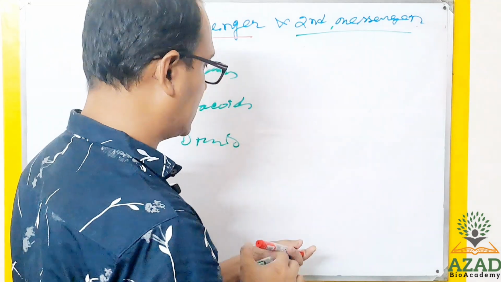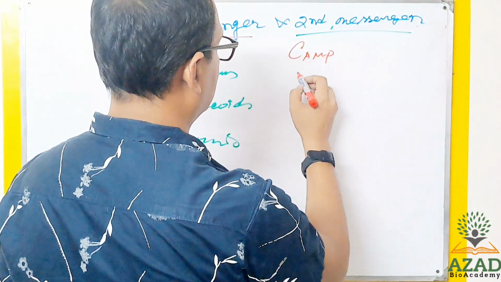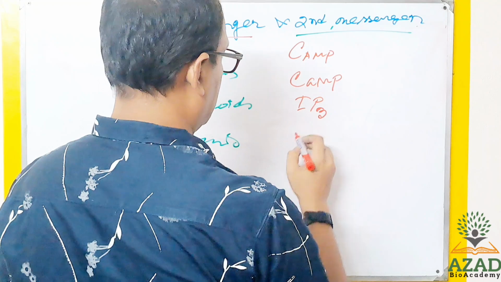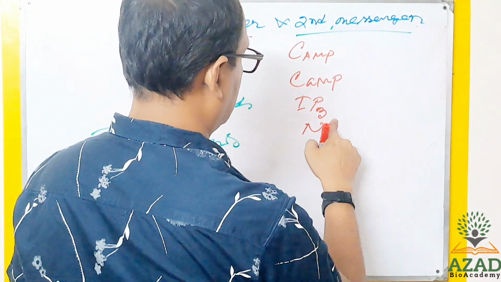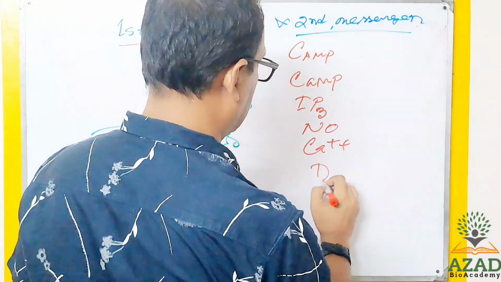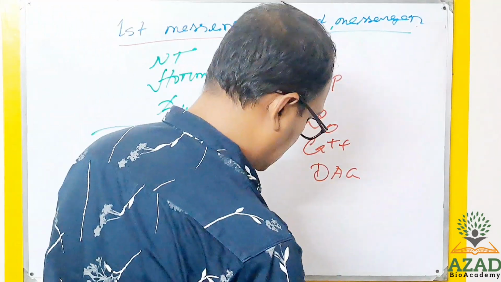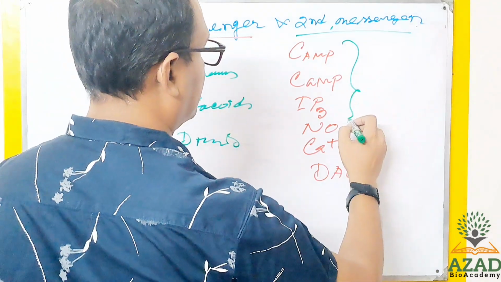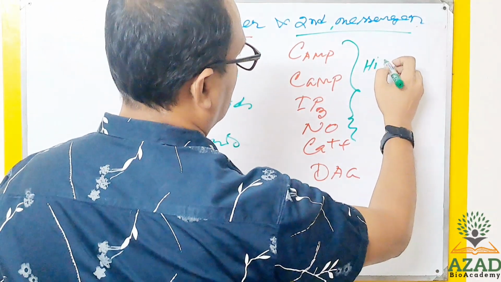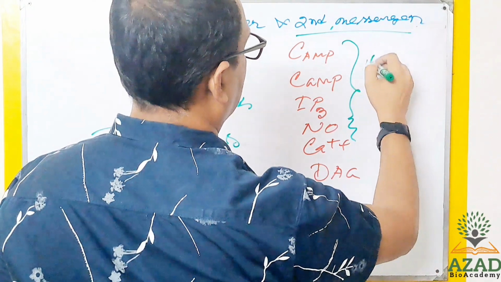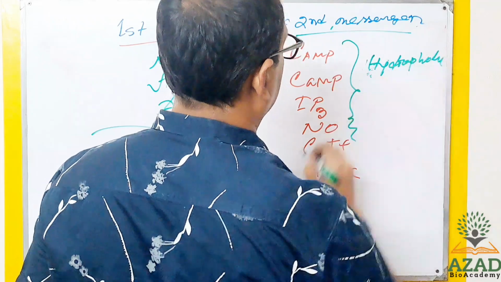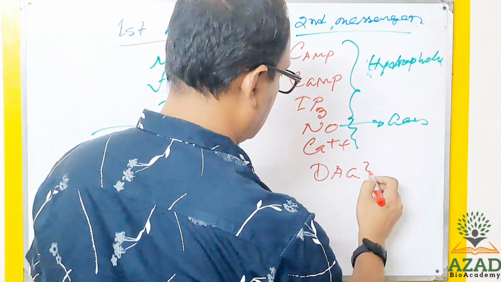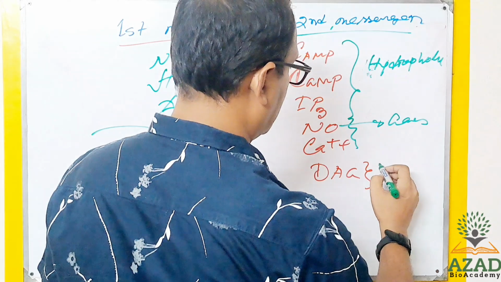And what are the second messengers? Already I said: cyclic AMP, cyclic GMP, IP3, nitric oxide, calcium, and DAG. Those are the mainstream second messengers. Among them, most are hydrophilic, this one is a gas, and this one is the only exception, that is hydrophobic, that is lipophilic.